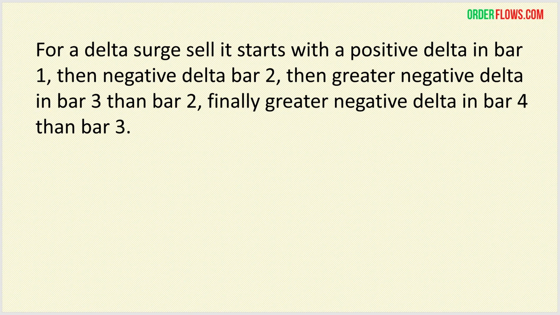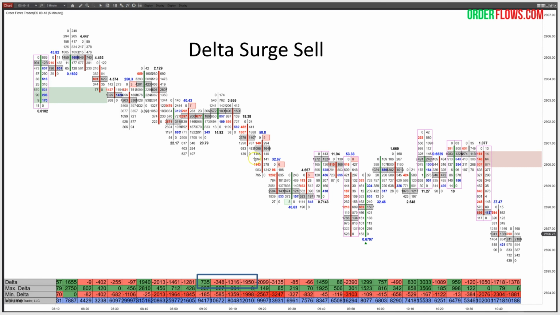Now, for a sell, it's the opposite. It starts with a positive delta in bar 1, then negative delta in bar 2, greater negative delta in bar 3 than bar 2, and finally the last bar, bar 4, should have a greater negative delta than bar 3, the preceding bar. So this is how it looks. Delta surge sell. You have 735, 348, 1316, 1950.